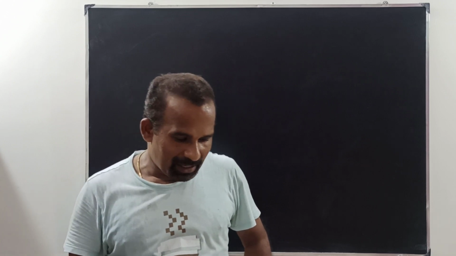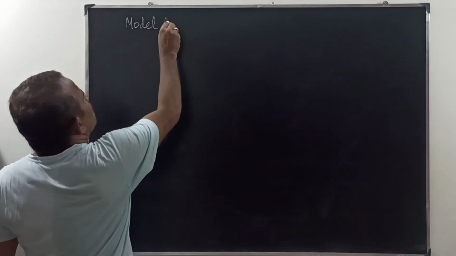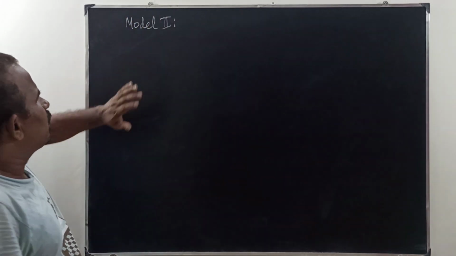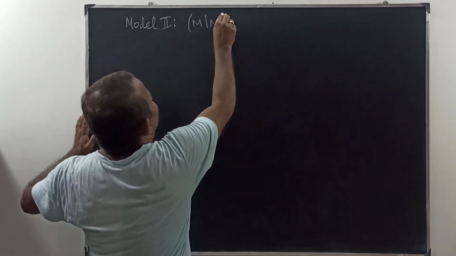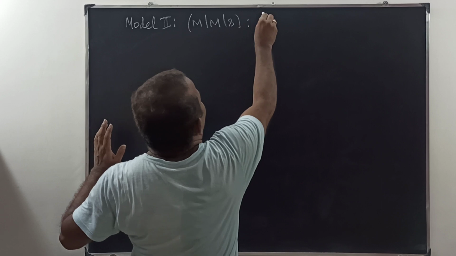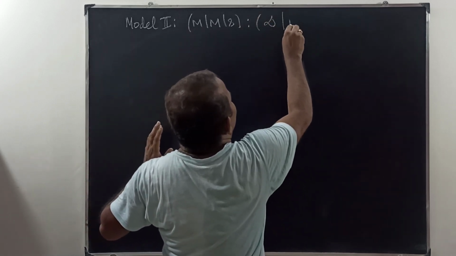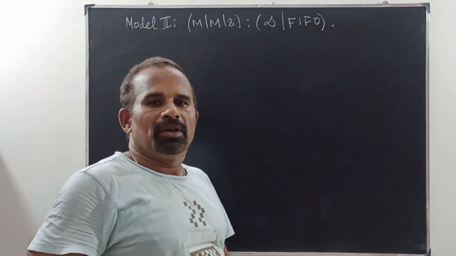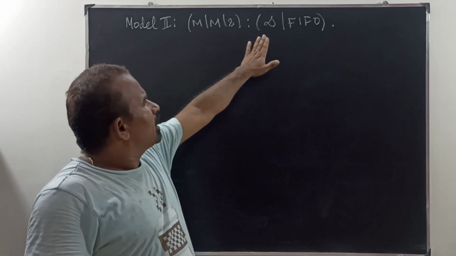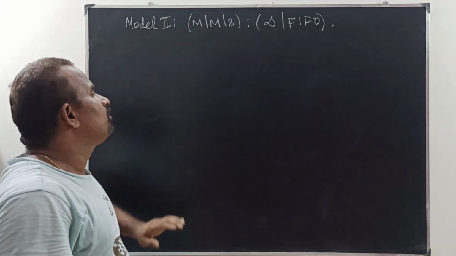Good morning. In this class, we are going to do some problems in queuing model 2. In this model, there will be multiple servers and infinite arrival, first in, first out. So here is model 2.